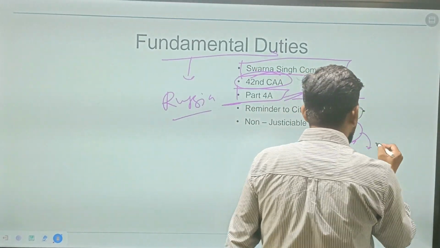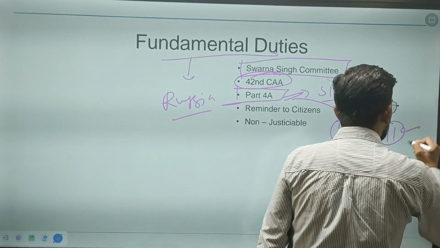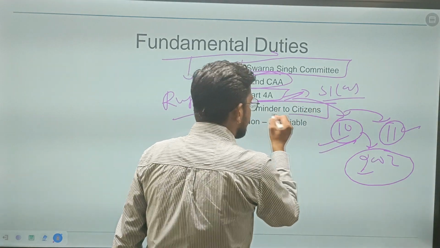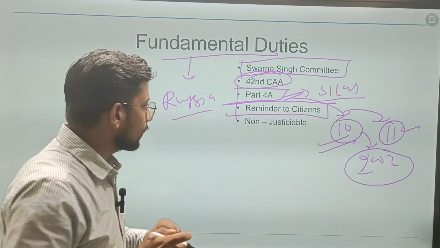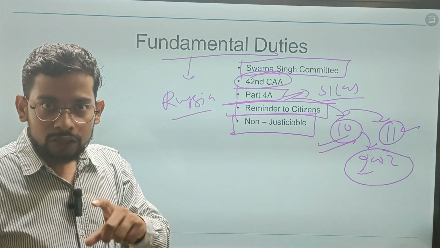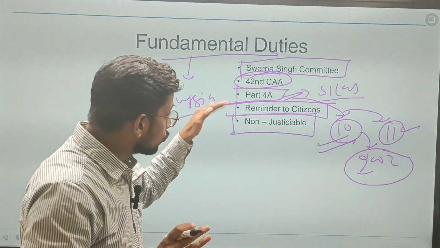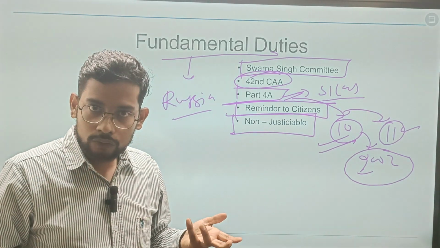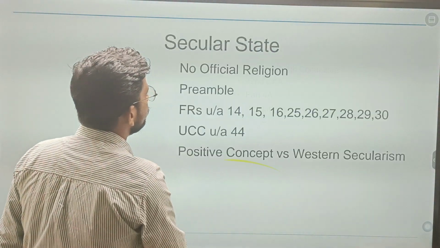Remember, in 2002 we added one more fundamental duty. Because of that, total fundamental duties are now 11. Fundamental duties are a reminder to citizens that they have certain duties towards the nation. Okay, but remember this: if anyone is not following any duty, you cannot go to the court and ask to please follow this duty. So they are also non-justiciable. It is up to the citizens whether they are going to follow or not follow. Okay, so this is also a non-justiciable part of the Indian Constitution.